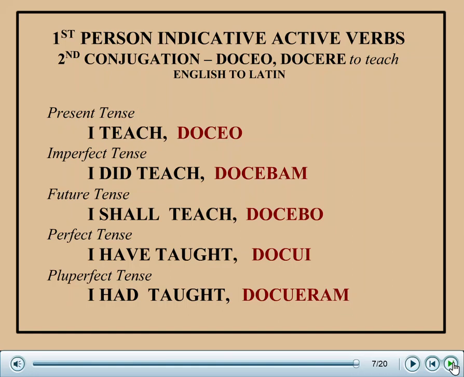Perfect tense, I have taught, docui. Pluperfect tense, I had taught, docueram. The first person indicative active verbs for the second conjugation verb doceo, docere, to teach.